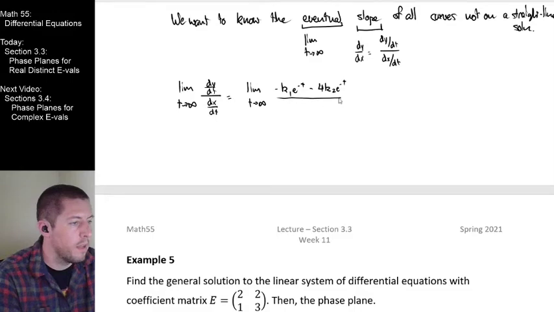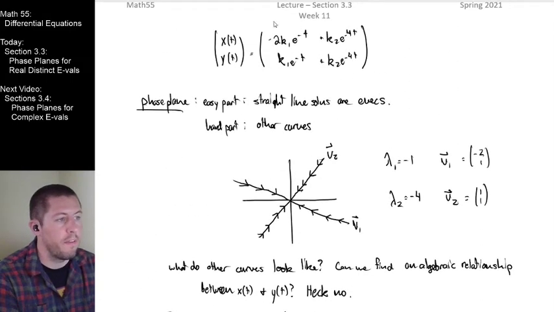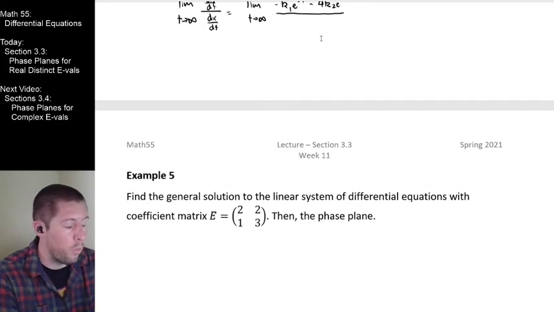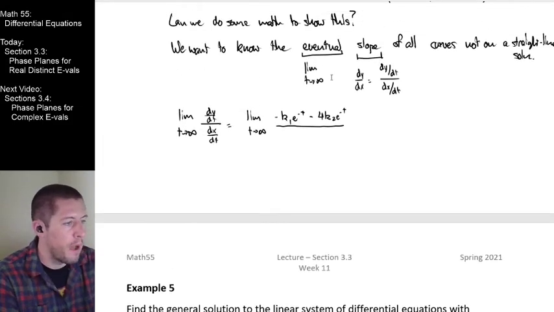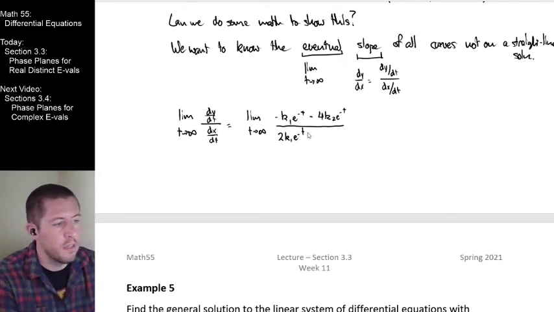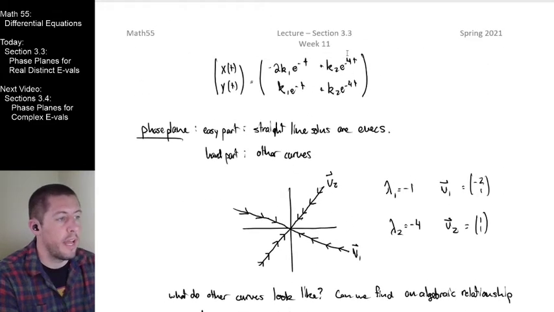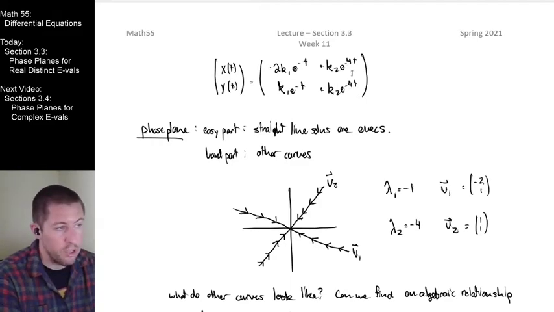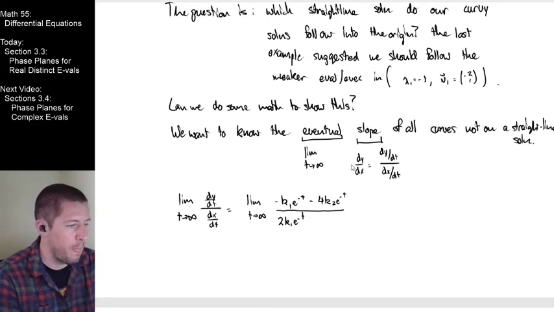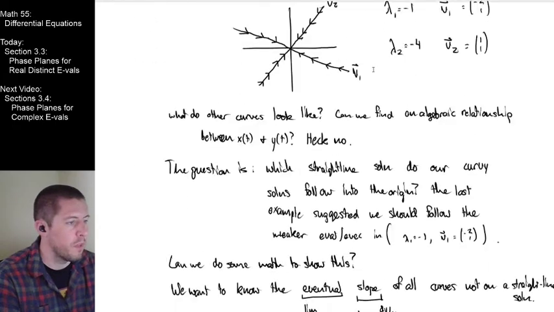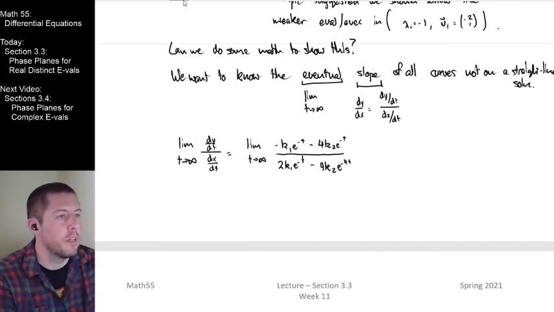Divided by, now we'll take the derivative of the x parts up here. Very similarly, we're going to get a positive 2 k1 e to the negative t. And for our second term here, we're going to get negative 4 k2 e to the negative 4t. Oh, and that was a 4t there, right? Yeah, 4t.